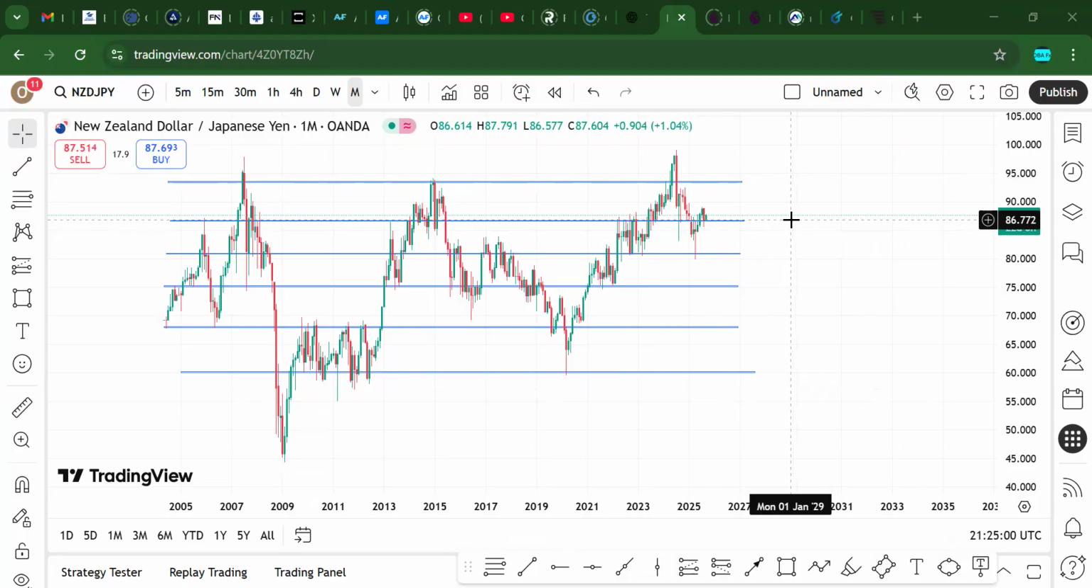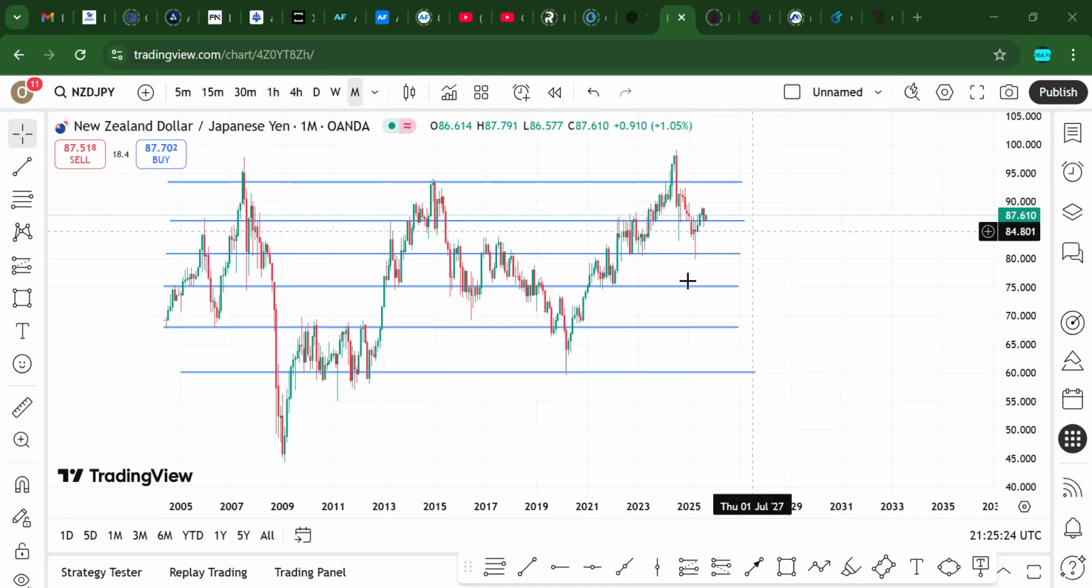where we look at different financial securities, and today I'm going to be looking at a currency pair, NZDJPY. That's a New Zealand dollar paired against the Japanese yen. So I'm currently on the monthly time frame. As you all know, I do my top-down analysis using pure price action trading strategy.